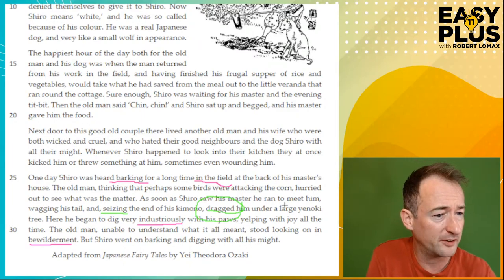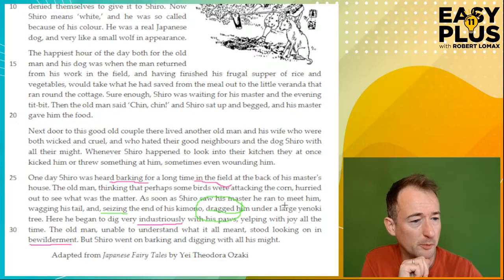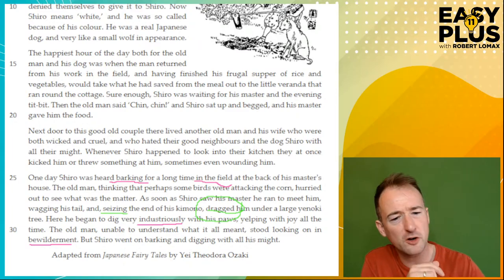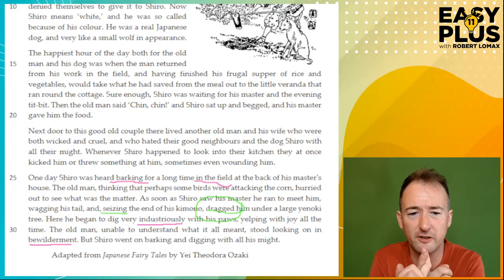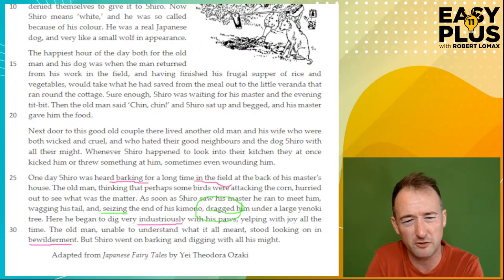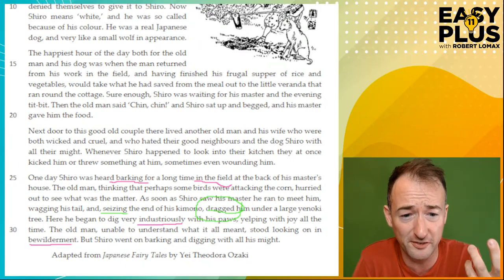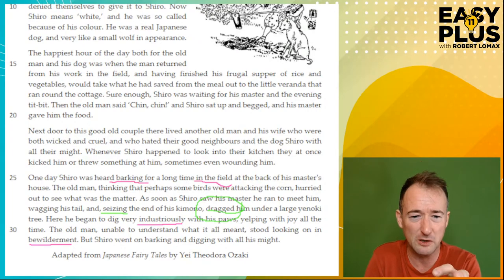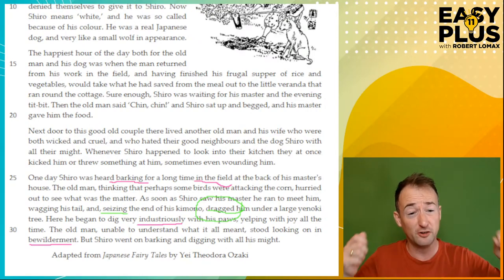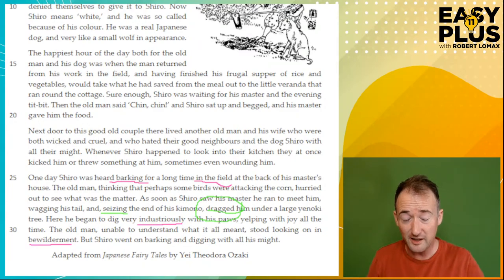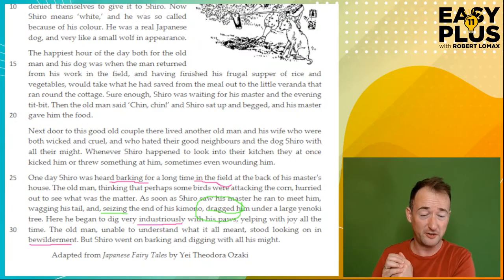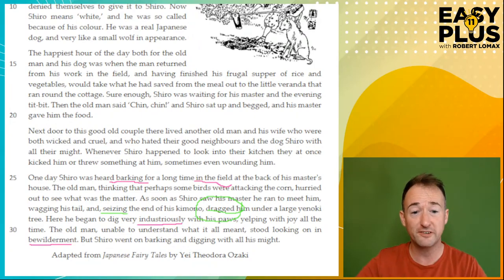Let's read on. He began to dig very industriously, yelping with joy. The old man, unable to understand what it meant, stood looking on. But Shiro went on barking and digging with all his might. So you could say that Shiro digs with all his might while his master just looks on. But I don't think that really proves that Shiro is stronger. Because the main reason that Shiro is digging and his master isn't is that Shiro has found something and wants to show his master. And his master doesn't know why Shiro is digging. So that's really what's happening there. The key thing here, the only thing that really shows a strength difference, is that Shiro can drag his master over, which implies that his master is resisting. Okay, so that's what we need to use.